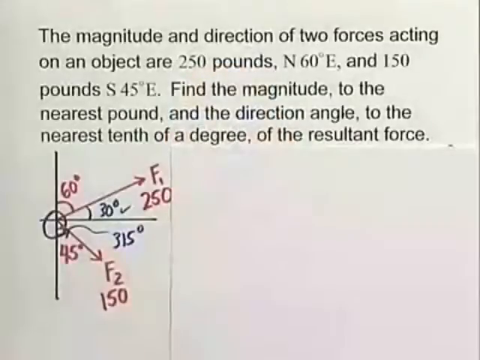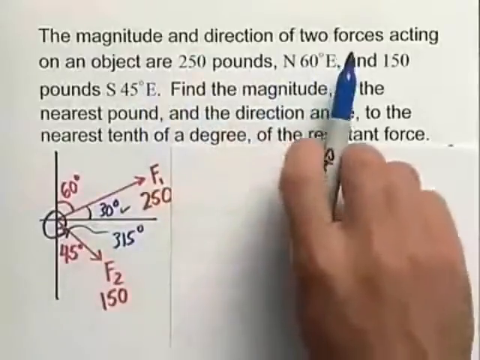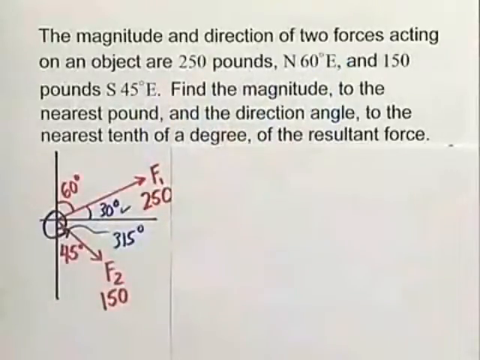Let's use vectors to solve an application problem. The magnitude and direction of two forces acting on an object are 250 pounds in the direction of north 60 degrees east and 150 pounds in the direction of south 45 degrees east. Find the magnitude to the nearest pound and the direction angle to the nearest tenth of a degree of the resultant force.